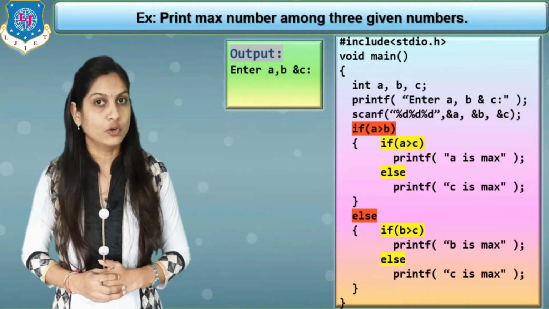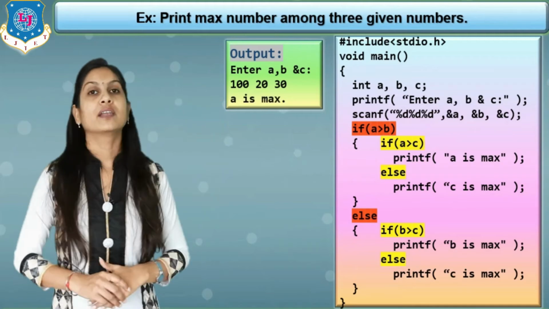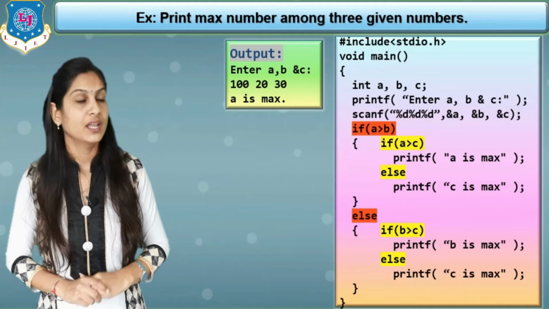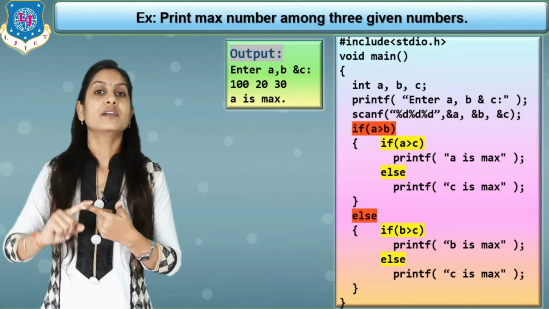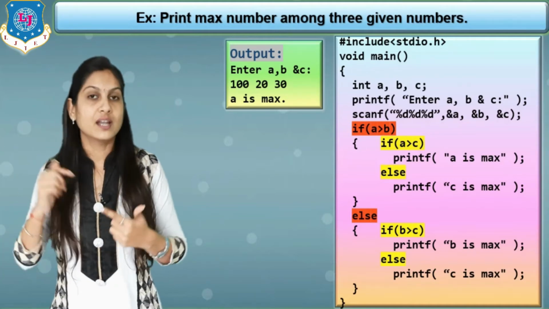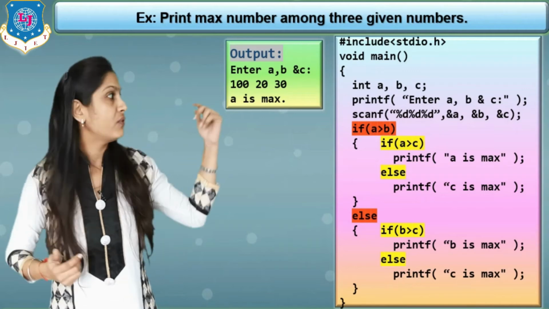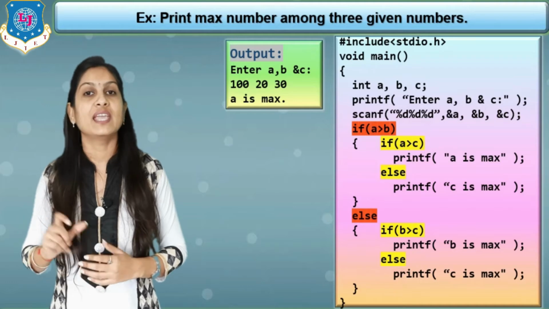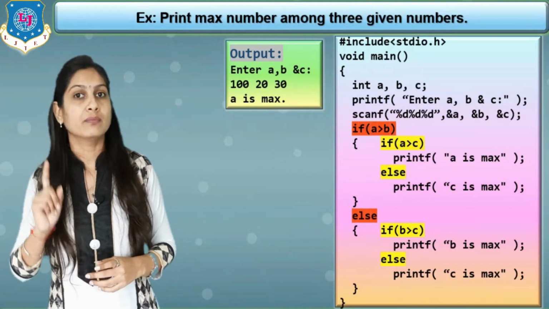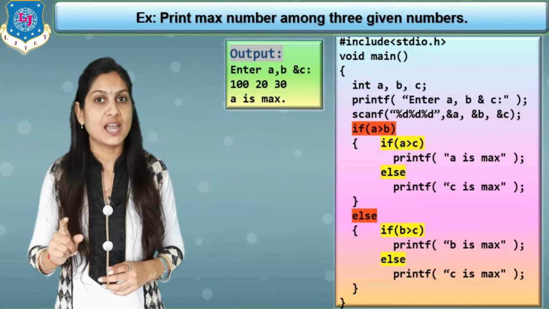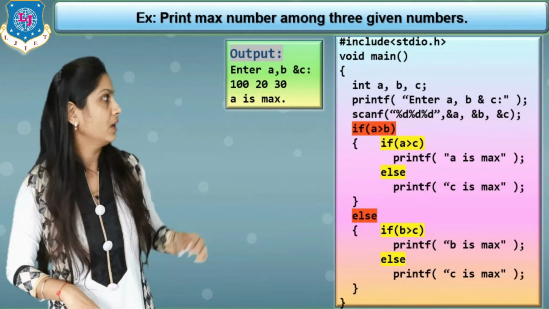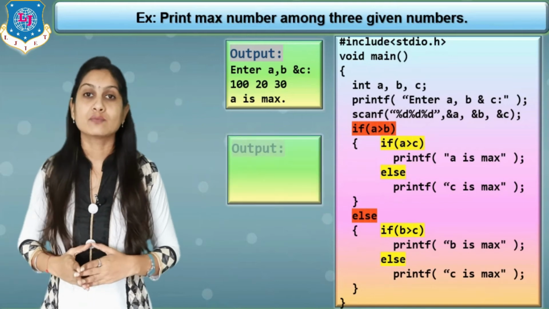Now check the output. Suppose I enter a equals 100, b equals 20 and c equals 30. In this case, is 100 greater than 20? Yes. Is 100 greater than 30? Yes. The first and second conditions are both true and the message displayed will be a is max. Again, at a time only one statement will be executed. So the message is a is max.